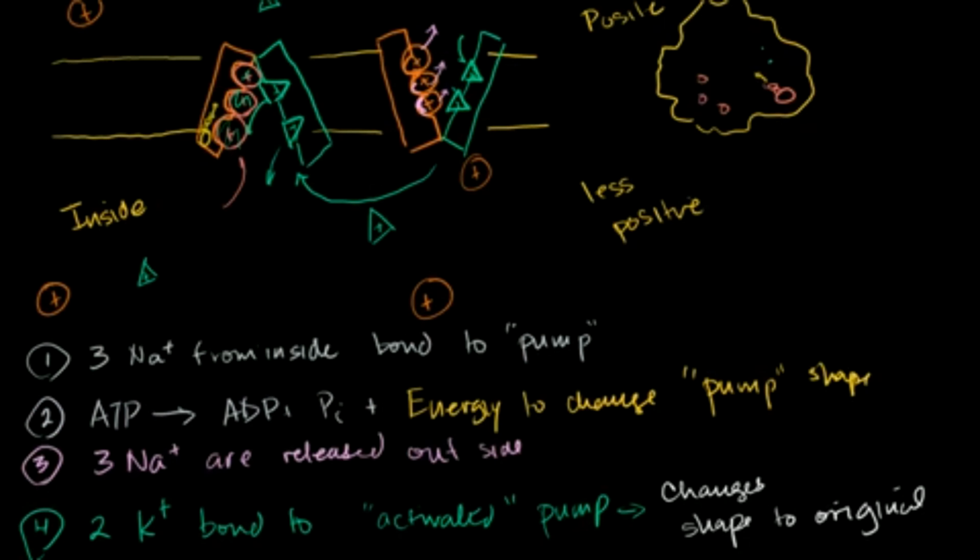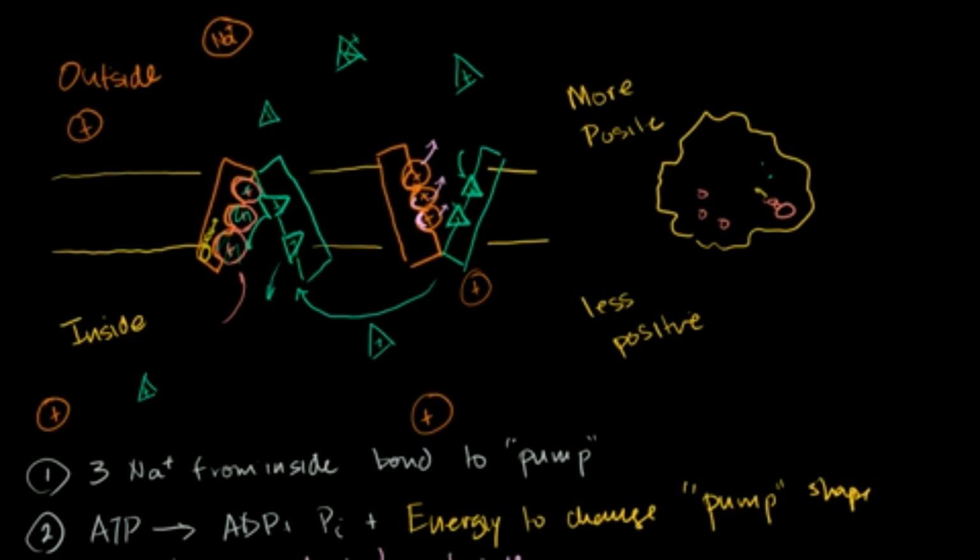So what's the net effect that's going on? We end up with more sodium ions on the outside, and we end up with more potassium ions on the inside. But I told you that the inside is less positive than the outside. But hey, these are both positive. I don't care if I have more potassium or sodium.